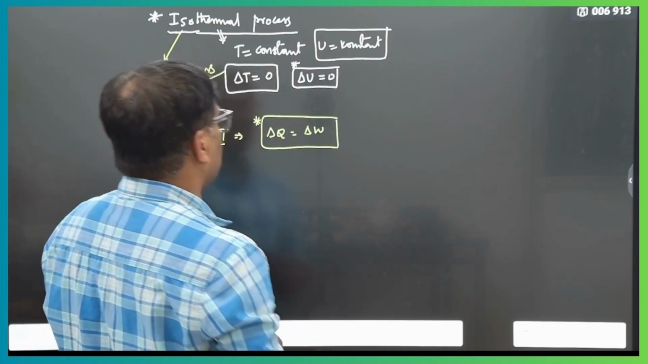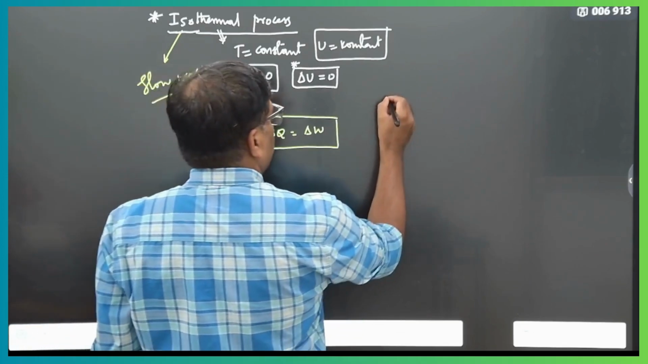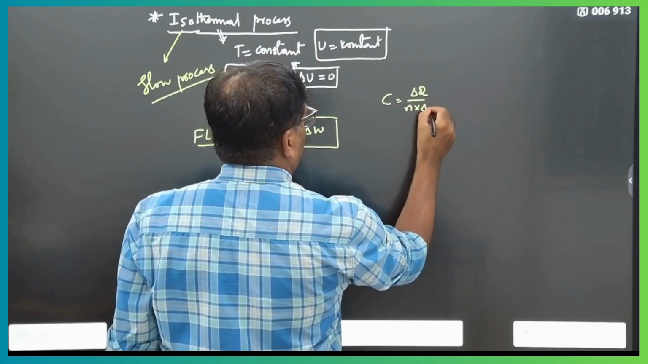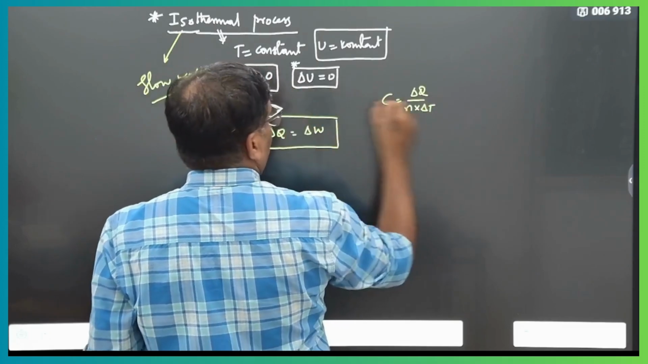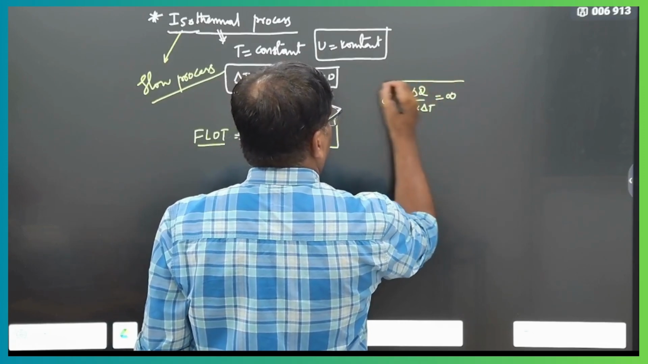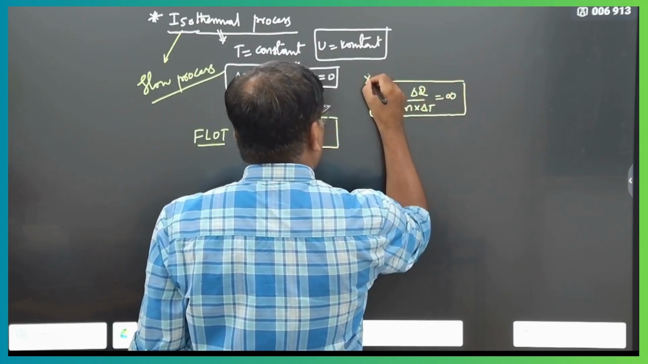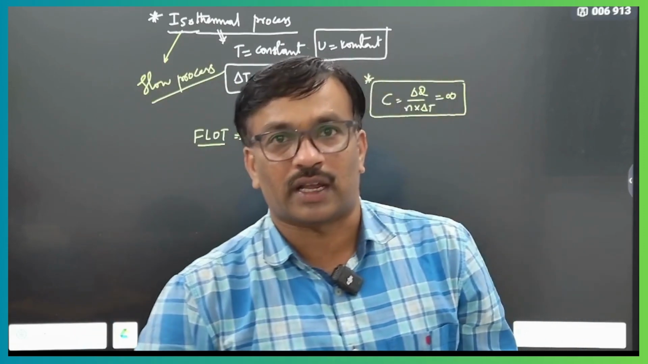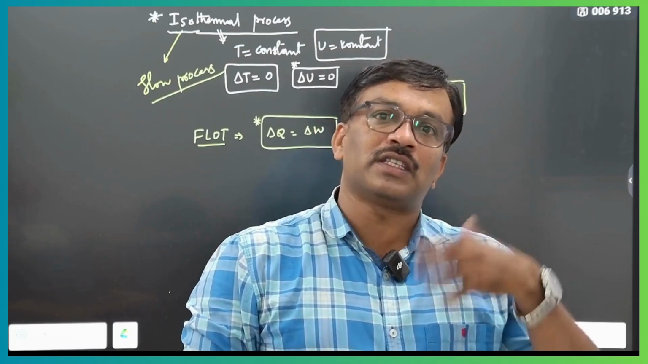So that means its specific heat should be how much now? What is the formula for specific heat? Delta Q by n into delta T. So delta T is 0. That means specific heat should be infinite. That means you have to select a system, a material, whose specific heat is infinity.